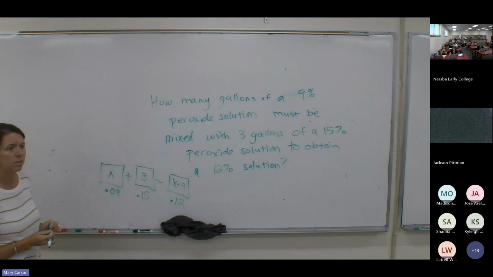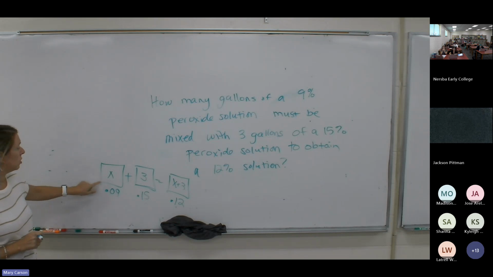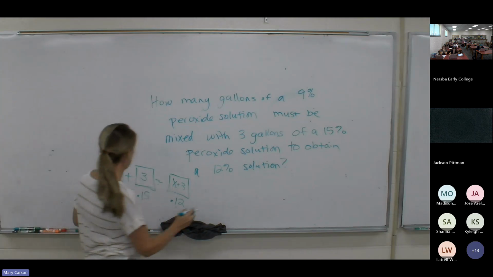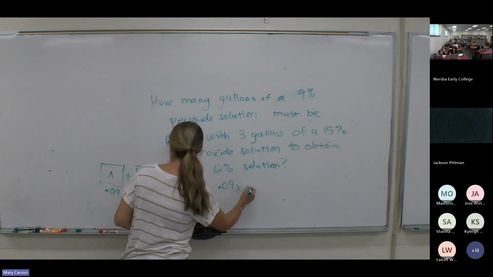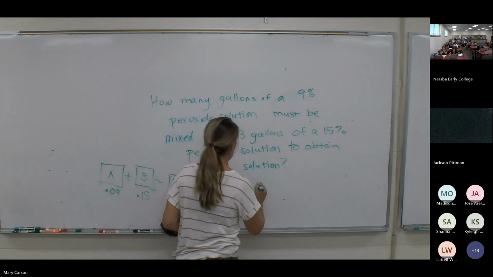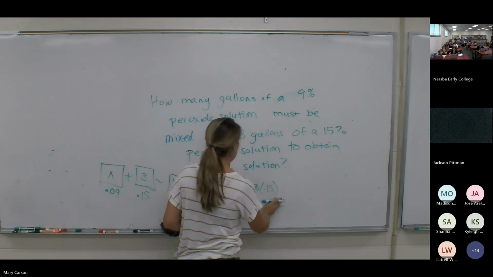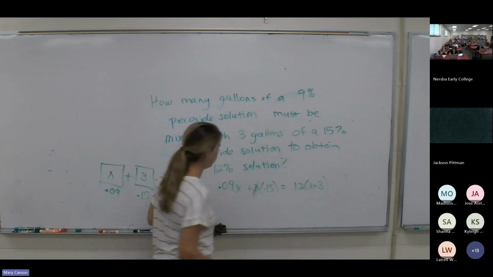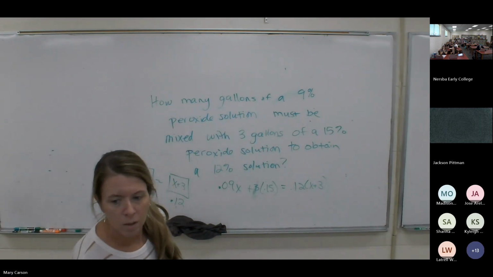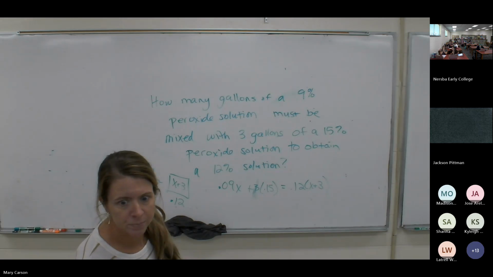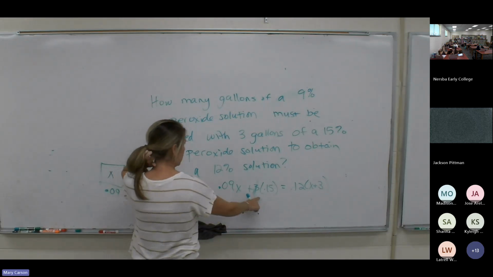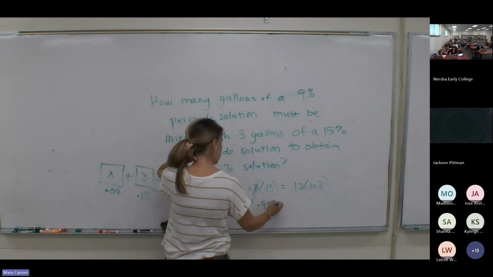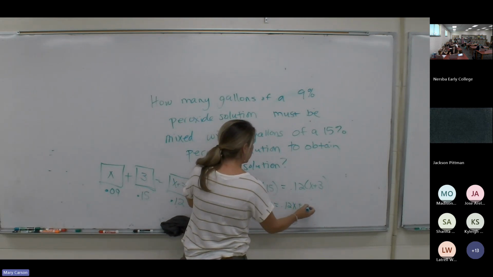Everybody understand how we set it up? And then we create our equation. So you're going to do this times that, plus this times that, equals this times that. So it's going to be 0.09x plus 0.15 times 3. Everybody with me so far? All right, this is going to be 0.45 plus 0.09x equals 0.12x plus 0.36.